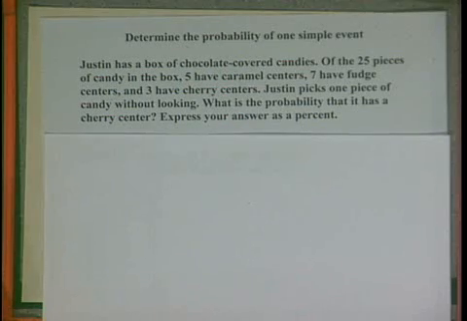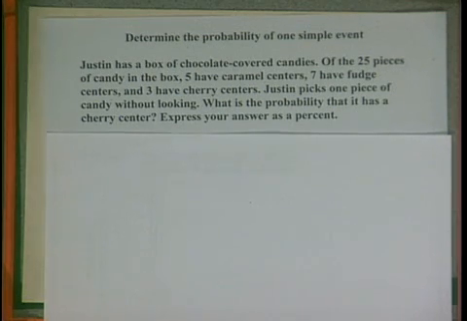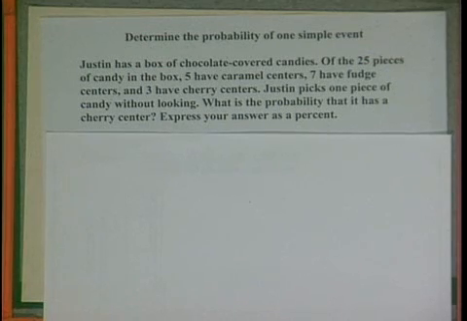We have a problem here. Justin has a box of chocolate-covered candies. Of the 25 pieces of candy in the box, 5 are caramel centers, 7 are fudge centers, and 3 are cherry centers. Justin picks one piece of chocolate without looking. What is the probability that he has a cherry center? Express your answer as a percent.